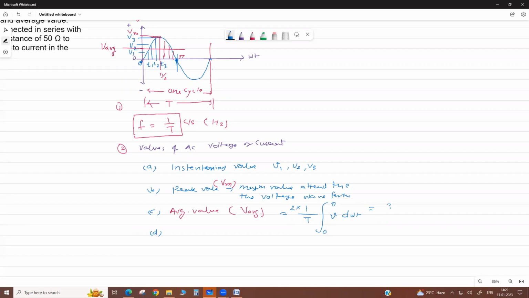Now if you put 2 into 1 by 2 pi, integrating from 0 to pi, where T is 2 pi, then the integration of v, what is the equation for this? Vm sin omega t. So we put Vm sin omega t, d omega t, from 0 to pi.